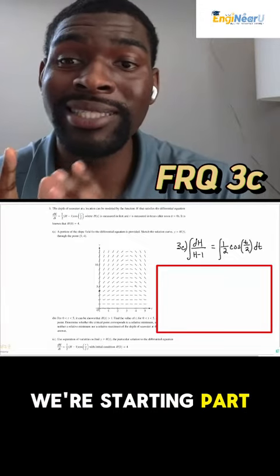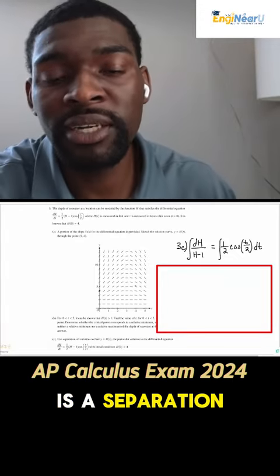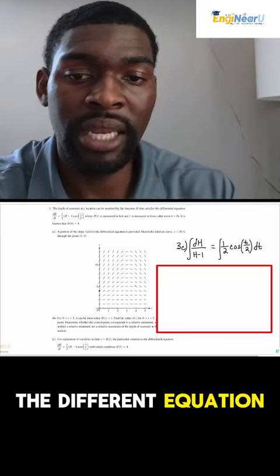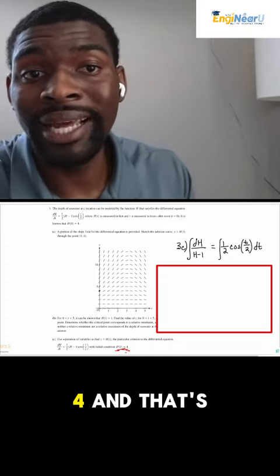Alrighty, now we're starting part C of free response question 3 of the AP Calculus exam. And what we want to do here is, when we read it, is there separation of variables? And immediately I'm thinking we need to use separation of variables. This is the differential equation and it mentions a particular solution. Where's my points here? They give it to us at (0, 4). And that's going to be very important.